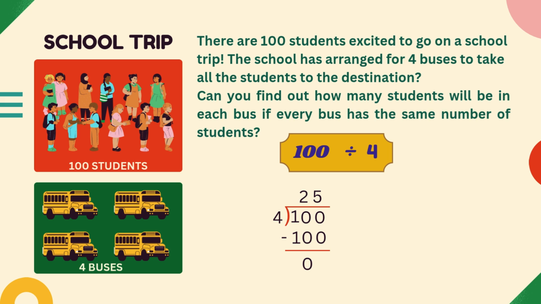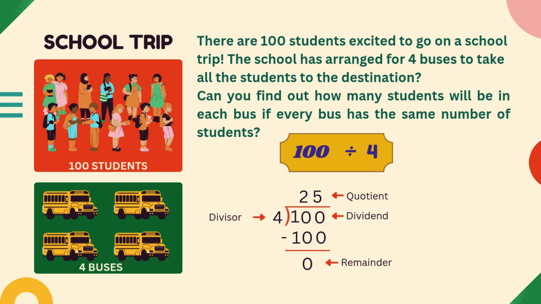Let's remember. 100 is the dividend. 4 is the divisor. 25 is the quotient. 0 is the remainder. Now, all the students are happy and sitting in the buses. Let's move to the next stop.